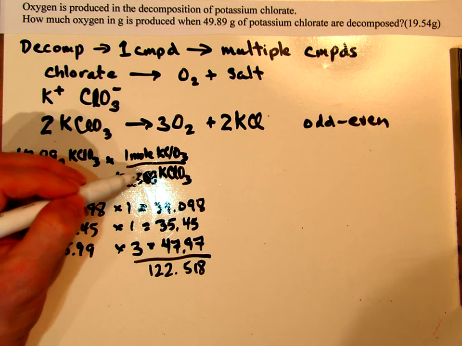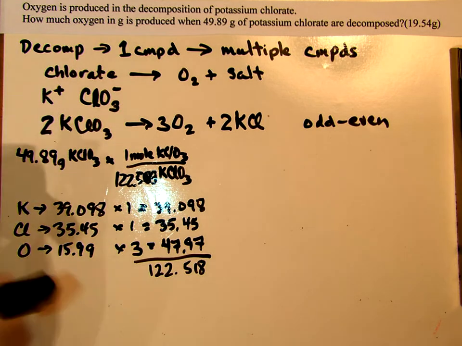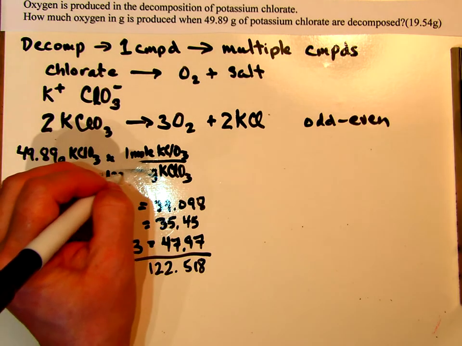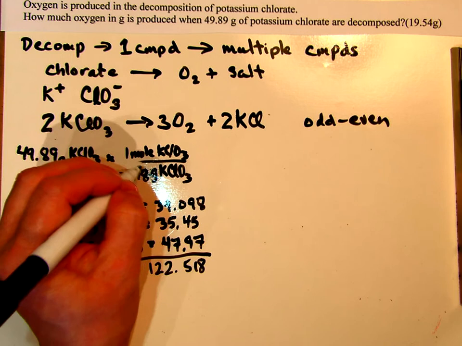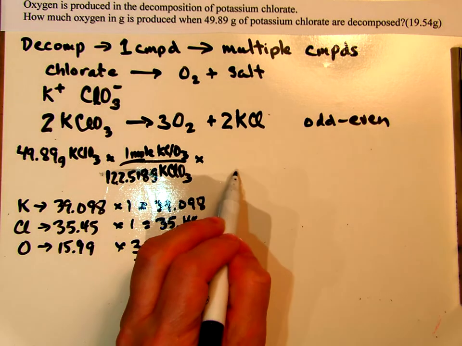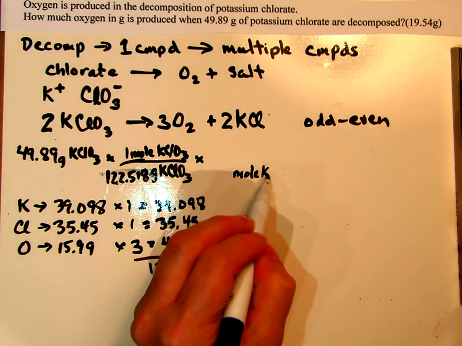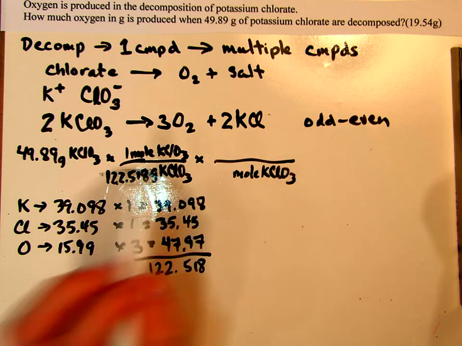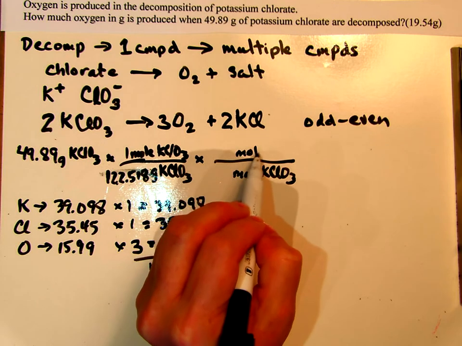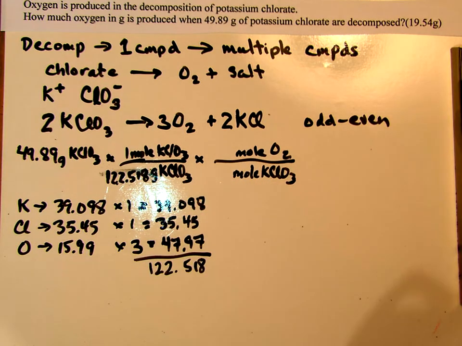So we're going to move that here, 122.518. Hope you guys can read that. Let me fix that a bit. 122.518 grams. There you go. That's better. All right. So we're taking our given and turning it into moles. That's step 2. Step number 3 is to use the mole ratio from the balanced chemical equation. So we want to get rid of moles of potassium chlorate. And the problem is asking us how much oxygen is produced. So that means we need to have moles of oxygen on the top of our mole ratio.